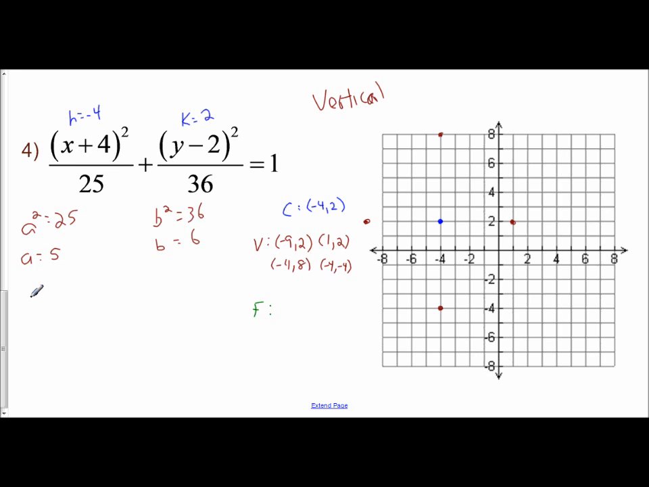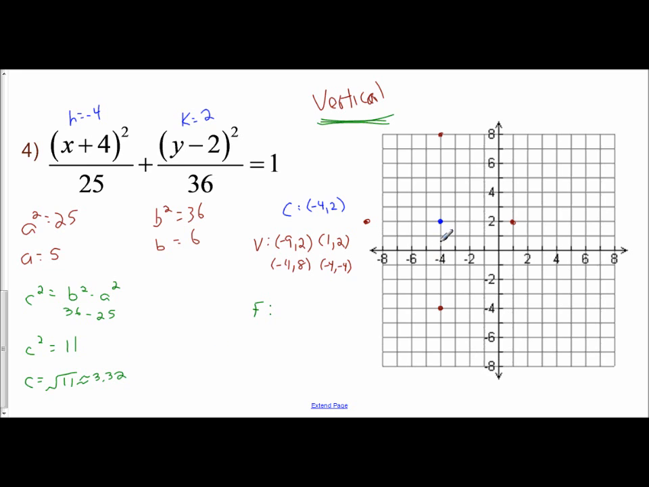So for this one, we do c squared, larger minus smaller of the denominators, so that'd be b squared minus a squared. So that's 36 minus 25, so c squared equals 11, which means c is the square root of 11. Remember, c represents the distance from the center to the coordinates of the foci along the major axis. So for here, my c values are going to go up and down. Square root of 11 is approximately 3.32.